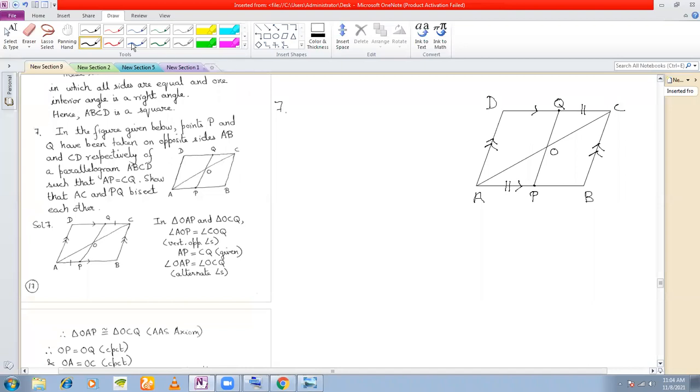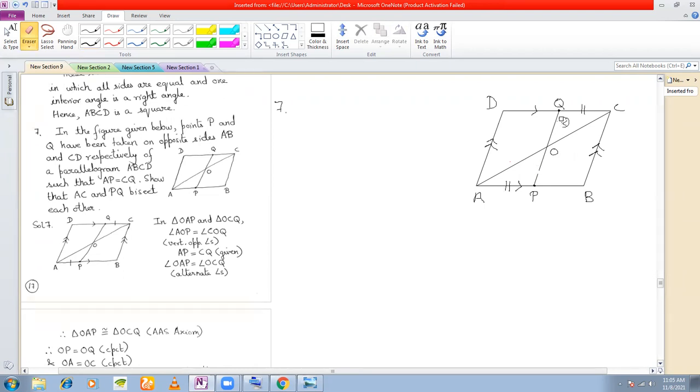That means you need to show that this part is equal to this part. That is what you need to show. So how will you show? Very easy. Prove that the triangles are congruent. Which triangles? Triangle AOP, this triangle, and triangle COQ. If I can show these two triangles are congruent, then I can say by CPCT that OA is equal to OC and OP is equal to OQ. So let's try and prove the congruency of these two triangles.